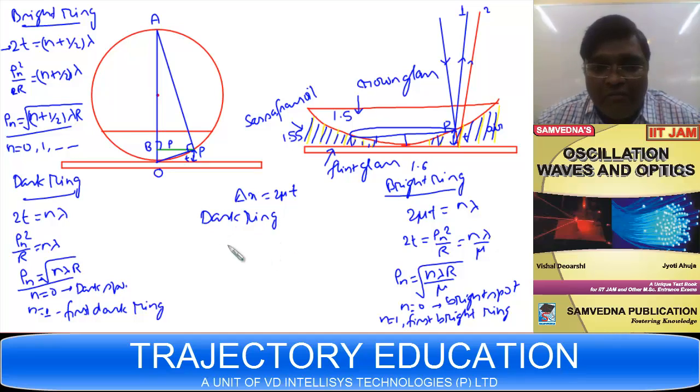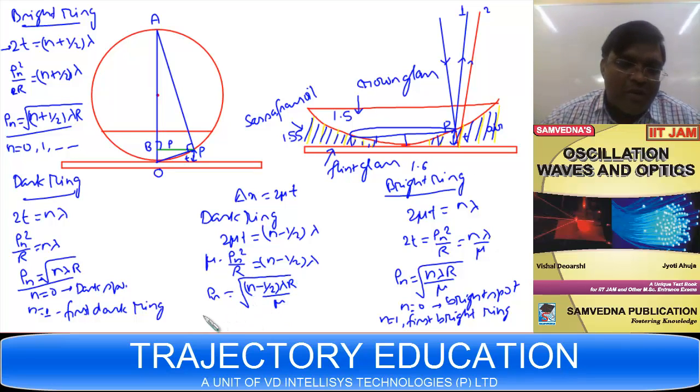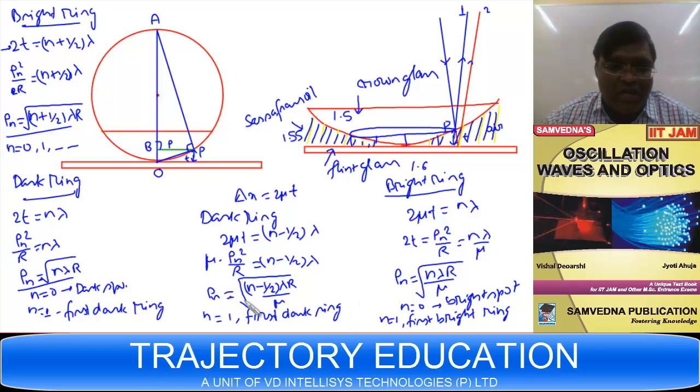In case of the dark ring, this will be n minus half lambda, or 2t will be rho n square by r, that is, the radius of the dark ring is square root of n minus half lambda r on mu, where n equal to 1 will give you the first dark ring, n equal to 2 will give you the second dark ring, and so on.